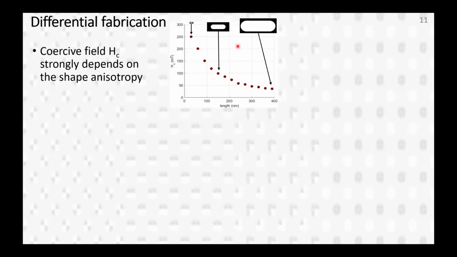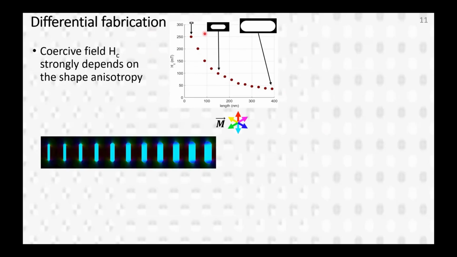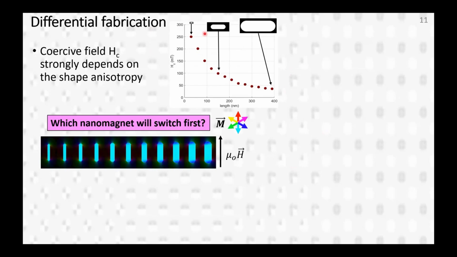And this is where the differential fabrication comes in. The coercive field, or the switching field, of these magnetic nanoislands strongly depends on the shape anisotropy. As you make these elements smaller and smaller, the field you need to switch these things gets larger and larger. So if we apply a magnetic field along this direction, which nanomagnet will switch first? You'll see that the wide one is going to switch very quickly. And then it takes more and more field to reverse the thinner and thinner islands.